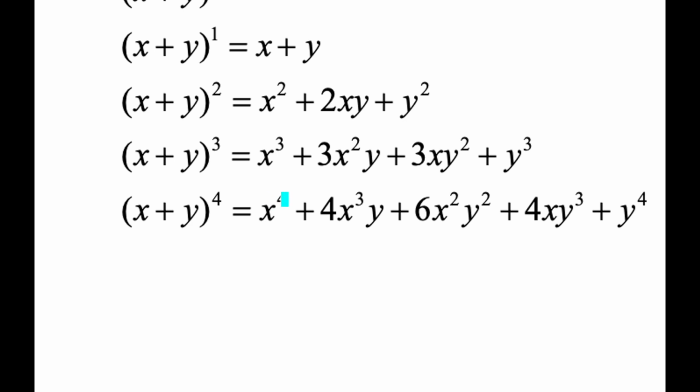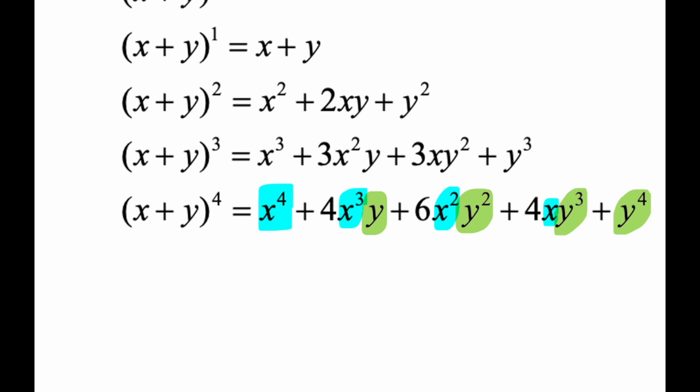For my very first term, I have x to the 4th. My second term becomes x cubed. My third term is x squared. My 4th term is x. And then my 5th term, I don't have any more x's. With y, I start with no y's. Then I have a y. In my 3rd term, I have y squared. My 4th term, it goes up by 1. Now I have y cubed. And then my 5th term, I have y to the 4th.